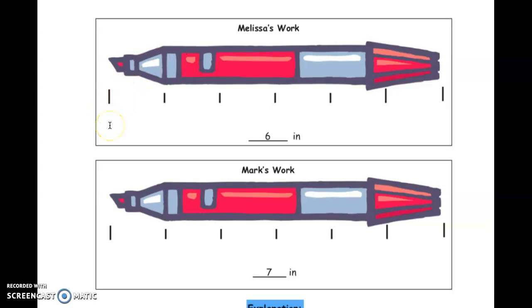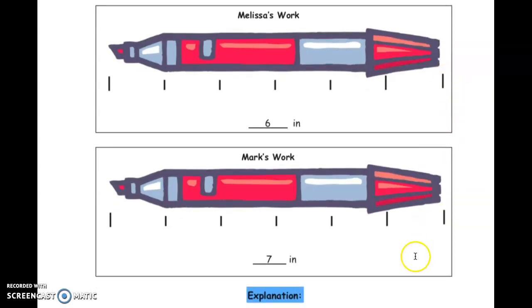When we use a ruler, remember, we always start at 0. So start right here and jump to see how many times it takes to get to the end. 1, 2, 3, 4, 5, 6. Looks like Melissa's right. So let's go down and look at Mark.